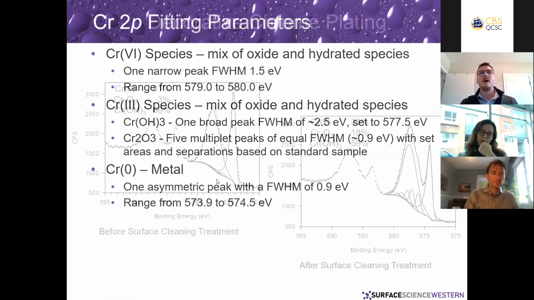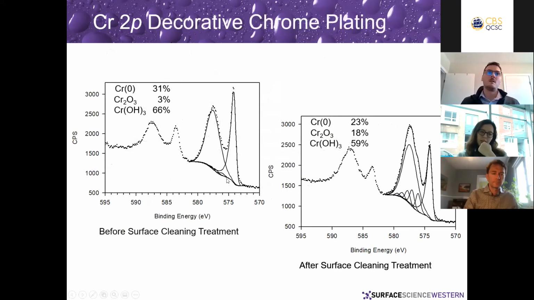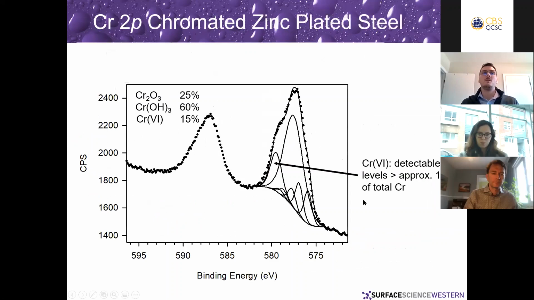And then when we're done with that, we can go in and say, okay, in some unknown samples, so this was a decorative chrome plating. Before the surface treatment, we have so much chrome metal and mostly chrome 3 hydroxide on the surface. But after surface treatment, you can see that this bump here kind of shows up. And we have so much chrome metal, but now we have some nice clean chrome oxide in amongst our chrome hydroxide. And we can do it again.